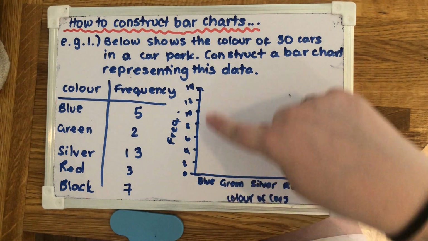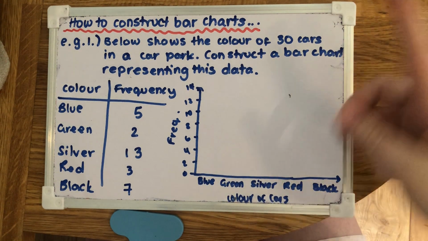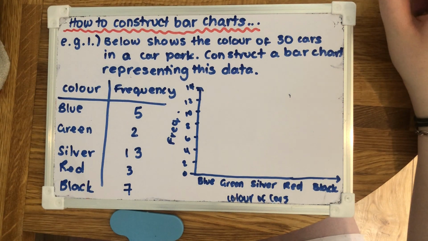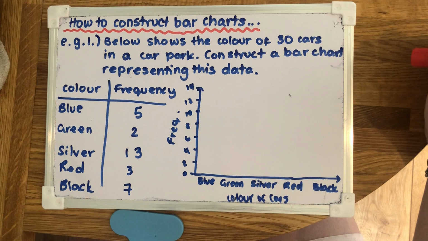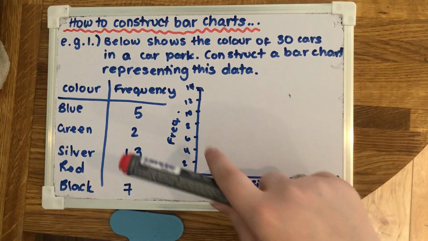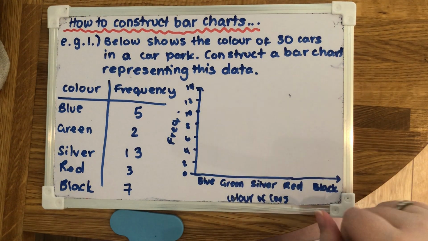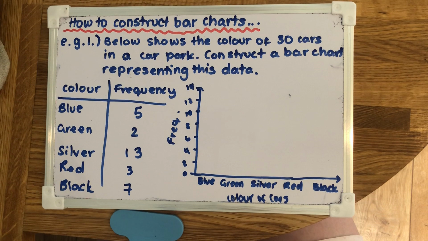Okay, now my scale I've gone up in 2s just because I didn't have enough space to go up in 1s. But you've just got to be realistic, okay? So if all these numbers were 100 and something, then it wouldn't be realistic to go up in 1s, for example, okay? So we're going to be drawing bars to represent these. Make sure that the bars do not touch each other, okay? You'll see what I mean when we work our way through.